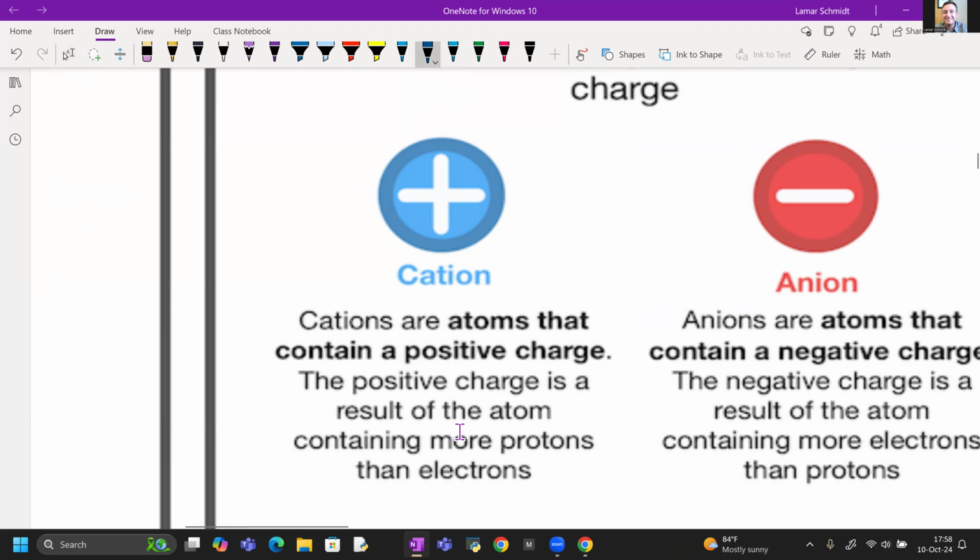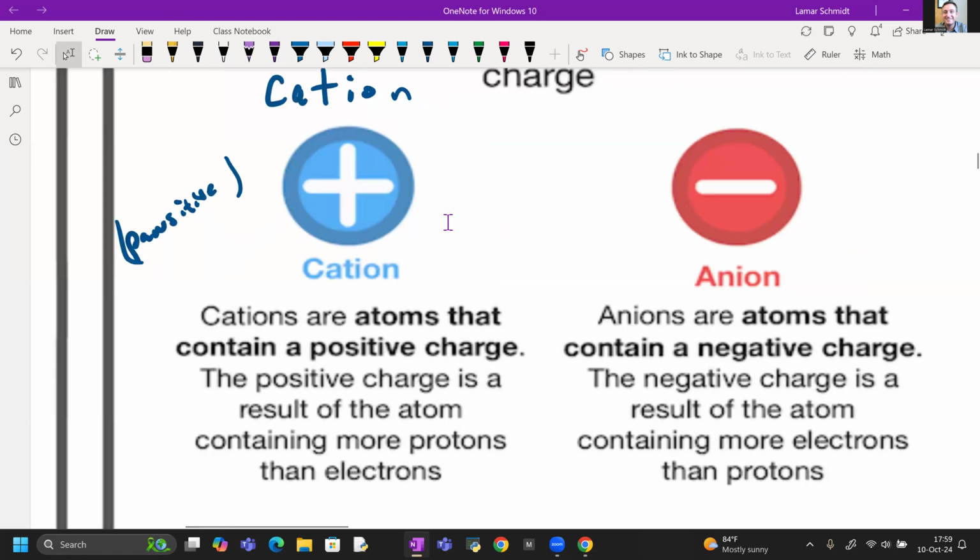I can remember this because cation has a T, and you can think of that as a plus sign. Cation. So that's another way to remember it. Also, cats have paws, so cations are positive. Sorry for that, that was actually terrible. Anyway, just a way to remember it.